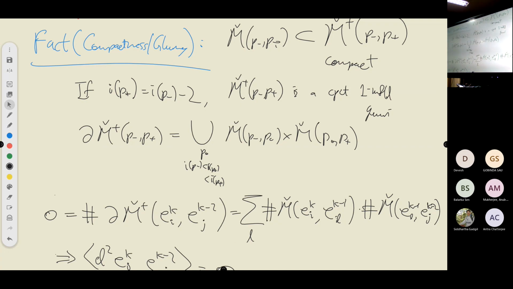Basically, the d squared equal to zero boils down to saying there's a one manifold, a compact one manifold, with boundary zero. Yes, with oriented boundary zero. Oriented. Yeah. Okay. Yep.